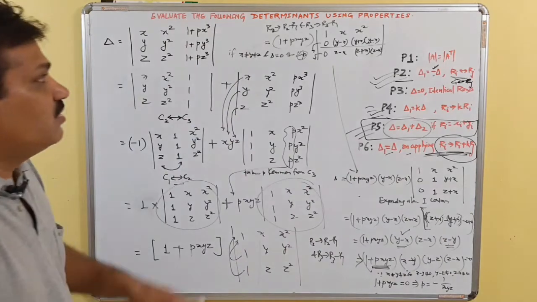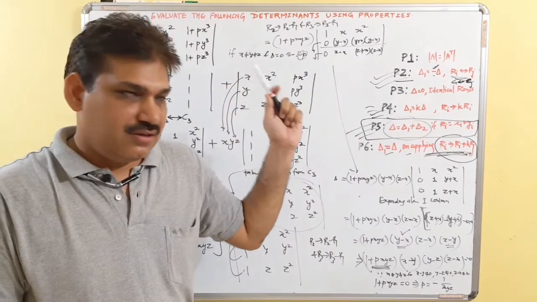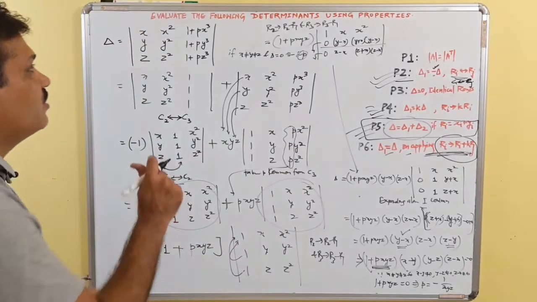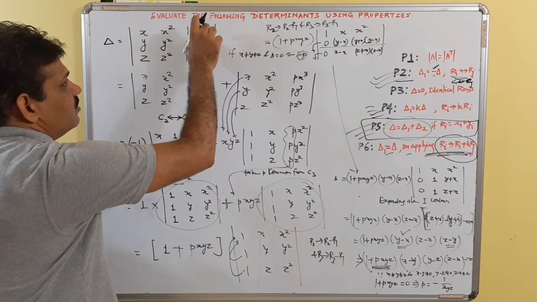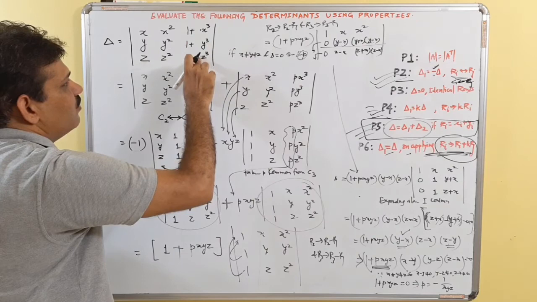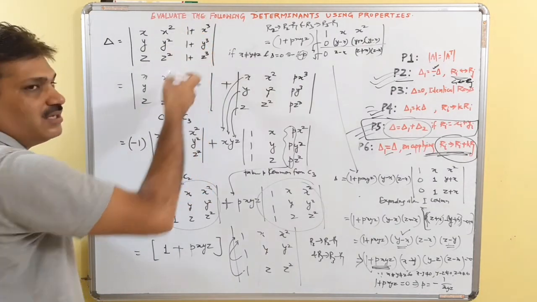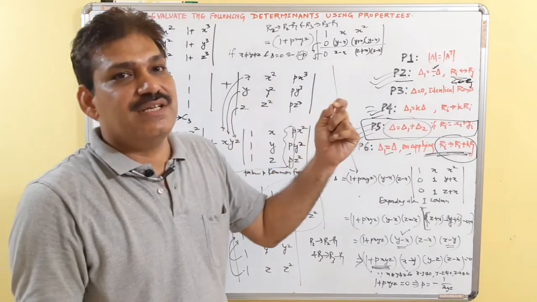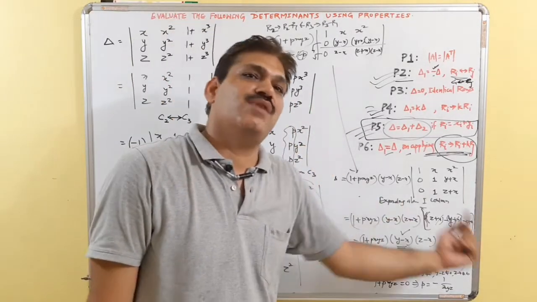And in our question, this is the question from the miscellaneous exercise, and this is the solved example also, where p is not given. So find the value of this. So p is equal to 1 actually. So the answer is x minus y, y minus z, z minus x into 1 plus pxyz. P is 1, so 1 plus xyz.